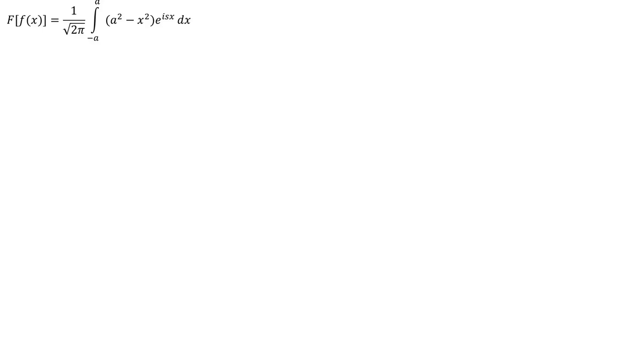Therefore, F[f(x)] = 1/√(2π) ∫ from −a to a of (a² − x²) e^(isx) dx. Now we are going to rewrite e^(isx) in polar form. The polar form is cos sx + i sin sx. Therefore, the next step is that cos sx + i sin sx comes here.